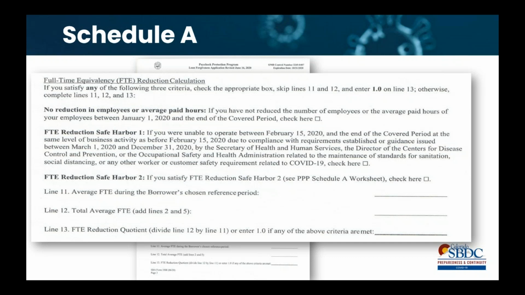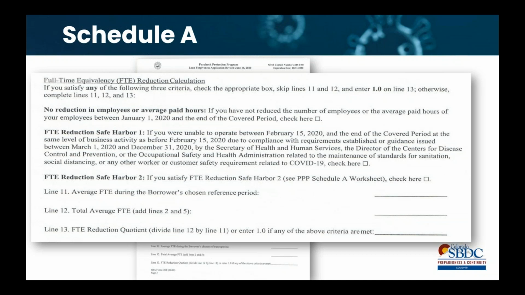Let me emphasize that this is a yes or no question. The business does not have to link a 50% FTE reduction to a 50% business reduction. If they were not able to operate at the same level, they are exempt from making this calculation, period.